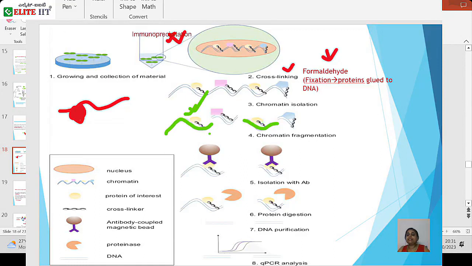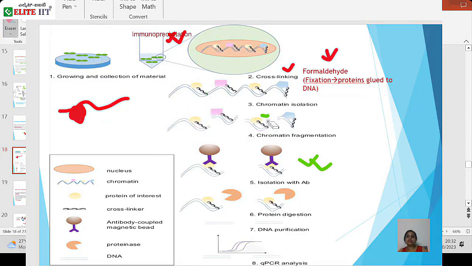So in that case, what will happen? You have to add antibody against this yellow color protein. Clear? So the antibody is attached with the beads. In this case, what will happen? From the mixture, you are isolating your protein of interest. So isolation with antibody. Up to this, is it clear? Tell me.